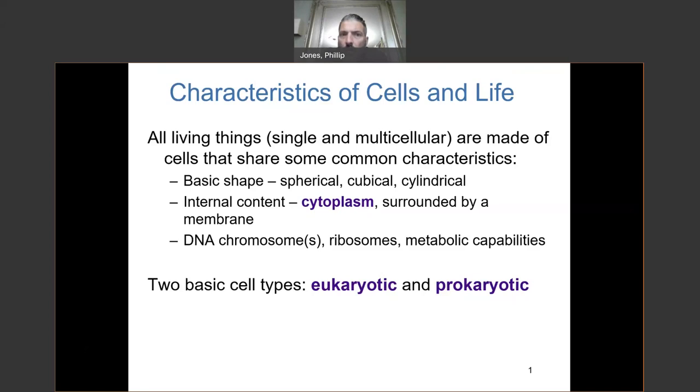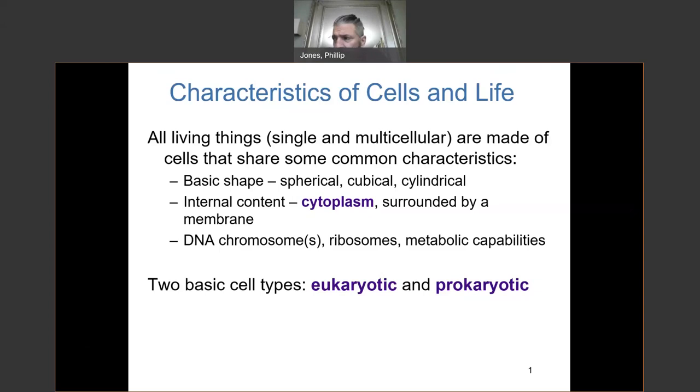So anyway, all living things, single or multicellular, are made of cells that share some common characteristics. On an exam, they'll ask you what are things that are common to bacteria, what are things that are common to eukaryotic or prokaryotic, and what's different between a prokaryote and eukaryote. Those are basic questions. You're going to get one or two questions on it, so that's 2 points. You want to learn it or not learn it. They'll ask you again in your future at some point, some exam.